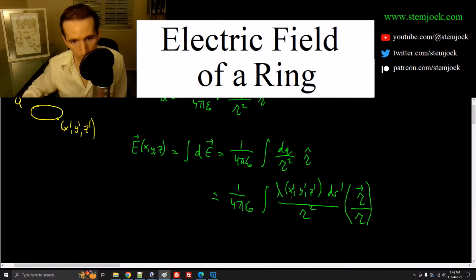Now, if you remember from a circle, the arc length is s equals r theta. So I'm going to call the radius of the circle here capital R, and because the radius is a constant, ds is going to be R times d theta. So I'm going to plug in R d theta prime for ds prime here.